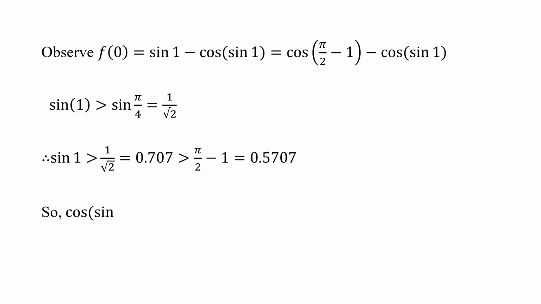So cos of sin 1 is greater than cos of pi by 2 minus 1, equal to sin 1. Why? Sin 1 is greater than pi by 2 minus 1, but cos x is a decreasing function. So cos of sin 1 should be greater than cos of pi by 2 minus 1, equal to sin 1. What does it imply? It implies that f of 0, equal to sin 1 minus cos of sin 1, is greater than 0.